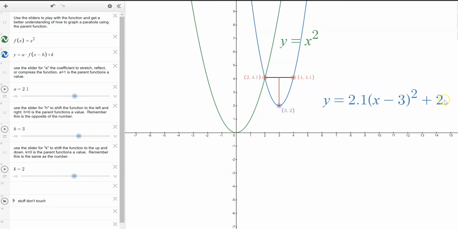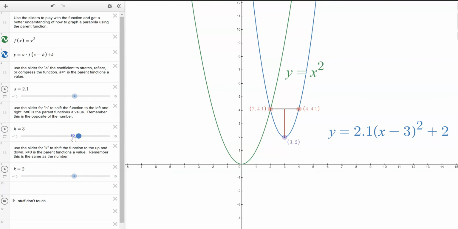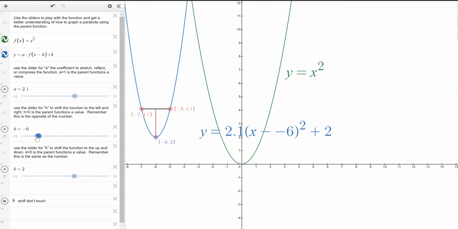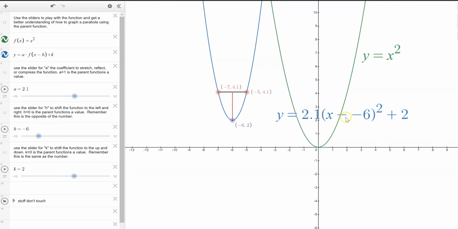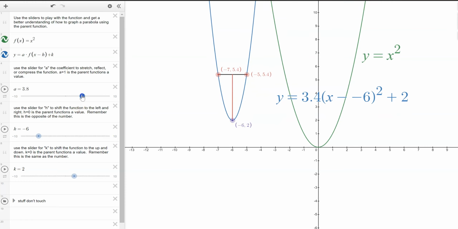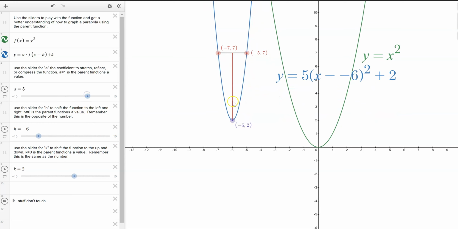X coordinate, Y coordinate, opposite here for the X. So if it's minus 3, put a positive 3, plus 2, and then up 2.1 over 1. So watch, you can just do that for all of them. So if I move my H over here, now we're at a positive 6. So it's negative 6, comma 2, up 2.1. If I wanted to go up even higher, right? So now it's up 5 over 1. So you can see we're at negative 6 and then 2.